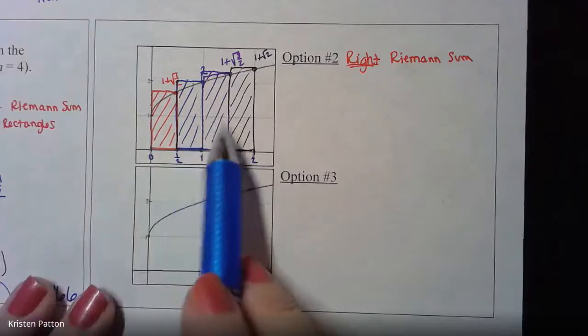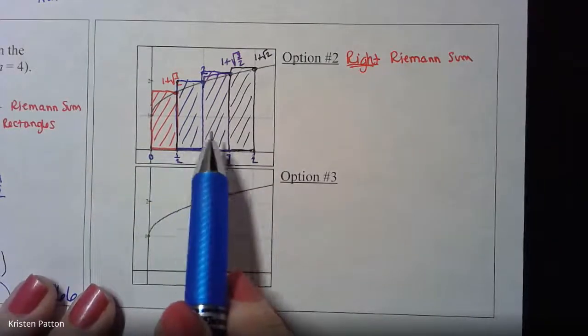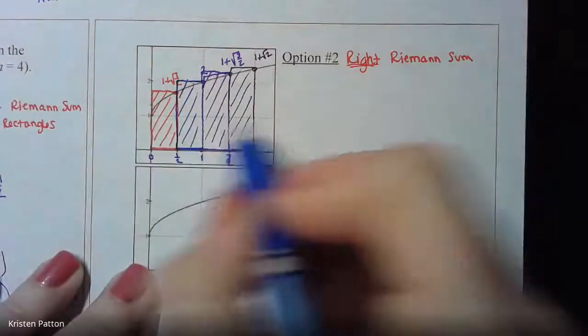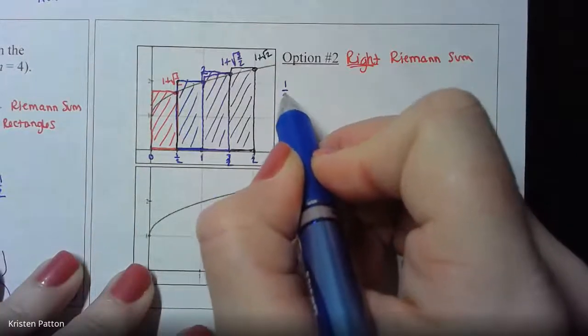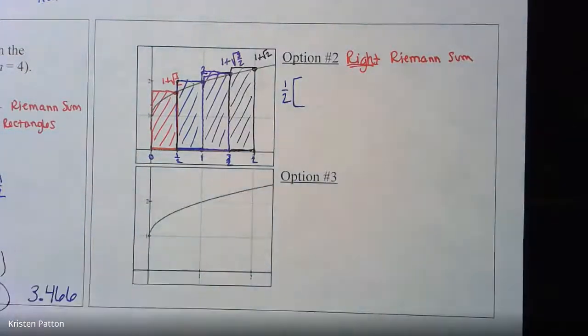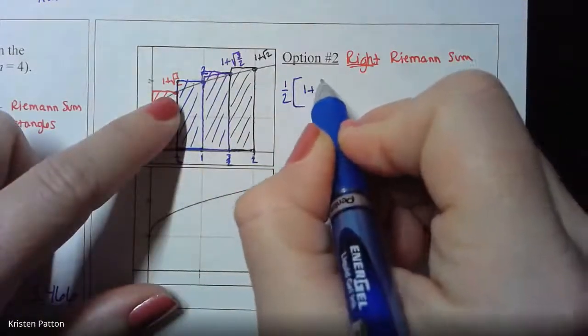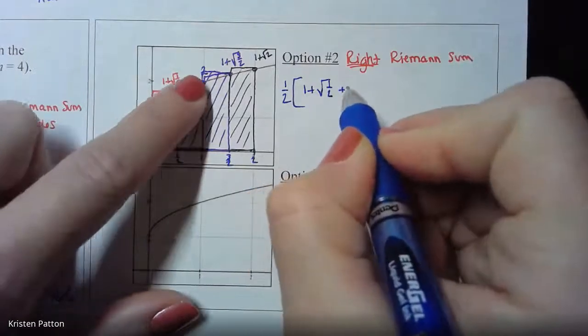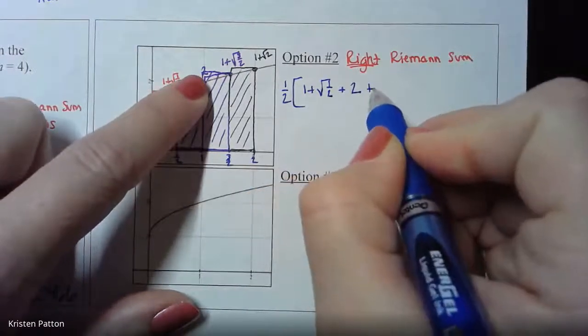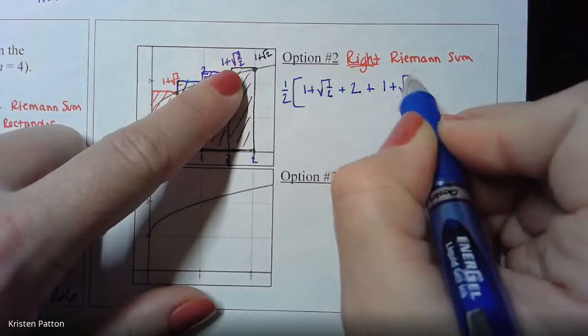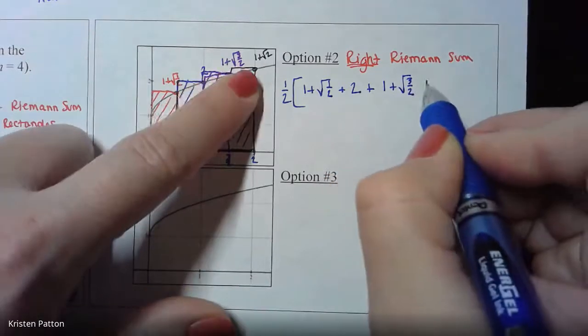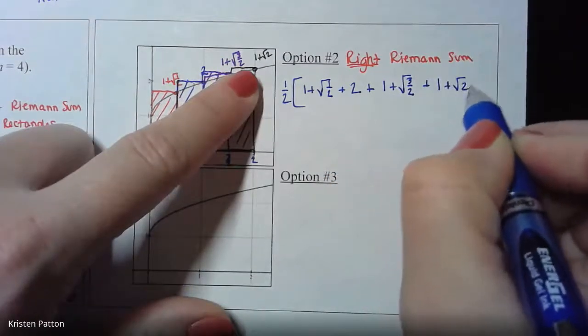Again, I have 4 rectangles, base times height, base times height, base times height, base times height. Each rectangle has a base of 1/2. So instead of writing it 4 times, let's just multiply our final answer by 1/2. So my first height was 1 plus the square root of 1/2. My second height was 2. My third height was 1 plus the square root of 3/2. And my fourth height is 1 plus the square root of 2.